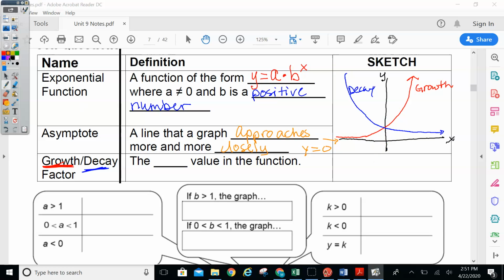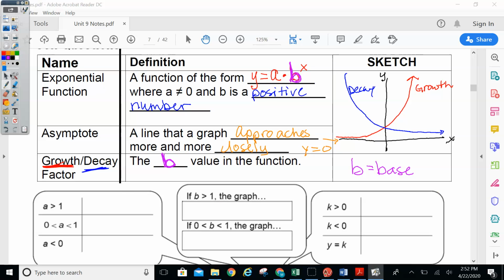Okay, and then again, the growth factor is whatever this b is in the equation. So the b value is going to tell you if it's growth or decay. b is called your base. So whatever the base is of the function, that tells you whether it's growth or decay. There's always going to be a base. There doesn't always have to be an a number there. There always has to be a base though.